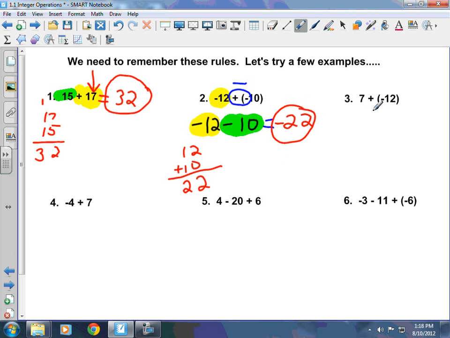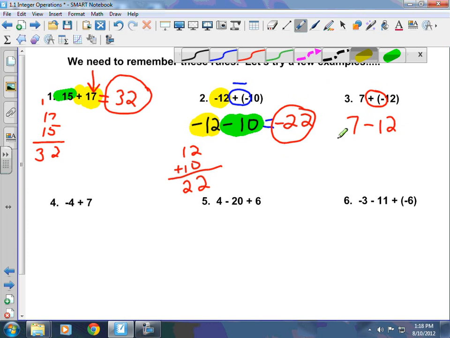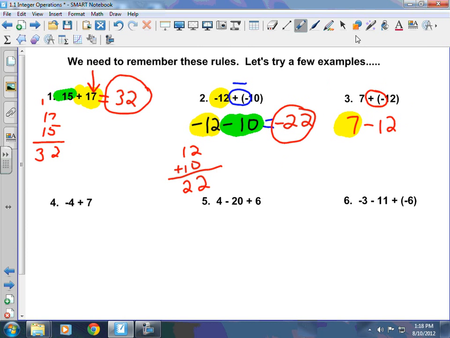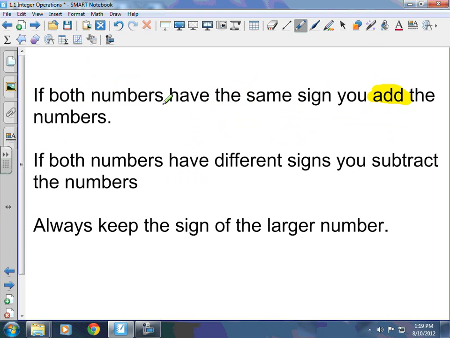Okay? So you have to get rid of the double signs first. So number 3, you will get rid of the double sign. Plus minus makes a minus. So this is going to be 7 minus 12. My 7 is positive. My 12 is negative. So what is the rule when your numbers have two different signs? When they have different signs, we subtract.